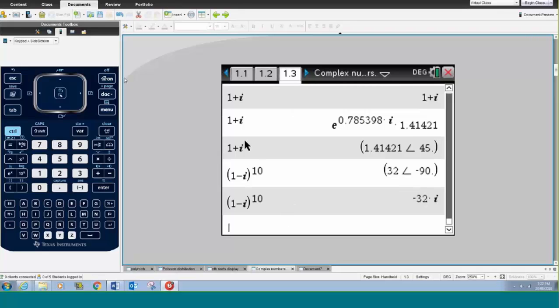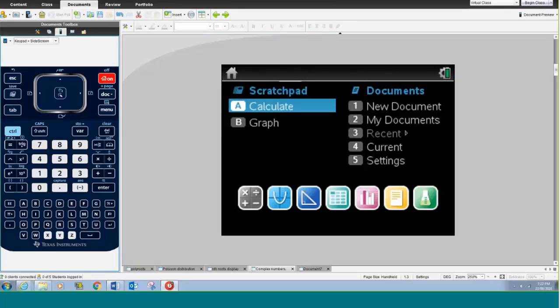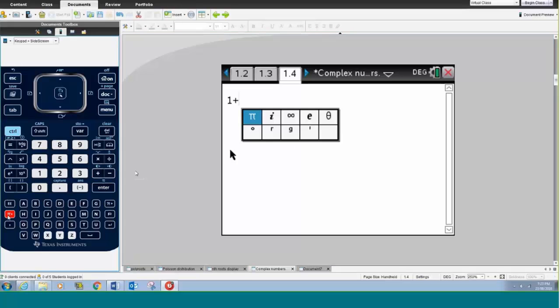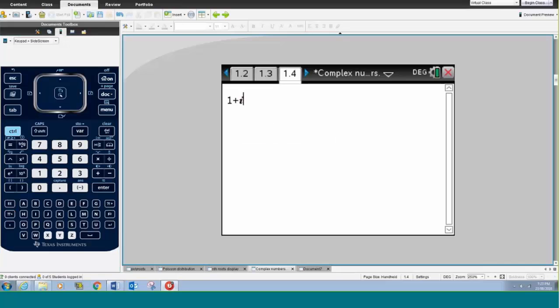If I put up a new calculator screen, I can illustrate how that can be achieved. So if I go 1 plus, now we need to use i from here, not just a letter.